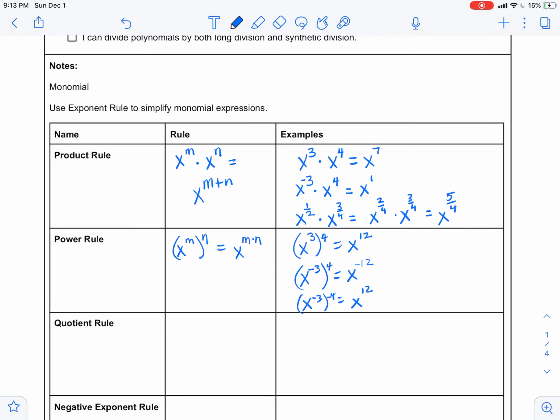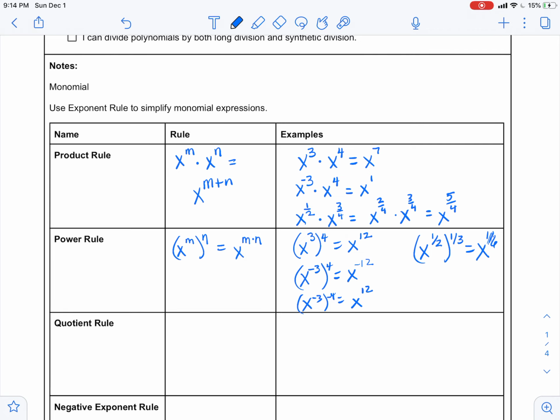Then again, we're going to extend those to our fractions. Maybe we have x to the 1/2 to the, let's say, 1/3 power, and then we would multiply those, which is just multiplying fractions, and so I would get x to the 1/6 power.